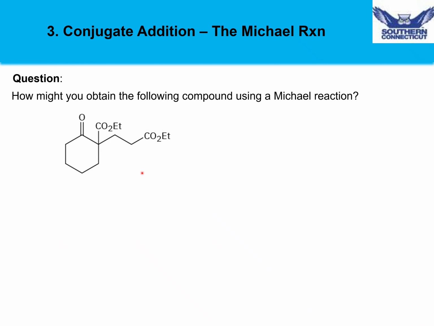In this question, we're going to look at the Michael reaction backwards. So we have here a typical product from a Michael reaction, and you can tell that by the fact that it is a 1,5-dicarbonyl compound. So if we compare this carbon, which is an ester, to the other two carbonyls in the molecule, we'll notice that they're 1,5 to each other.